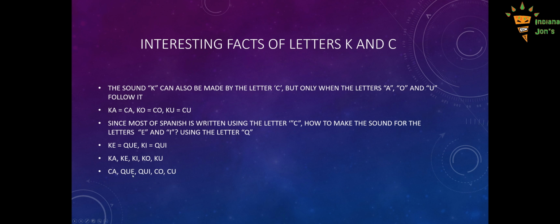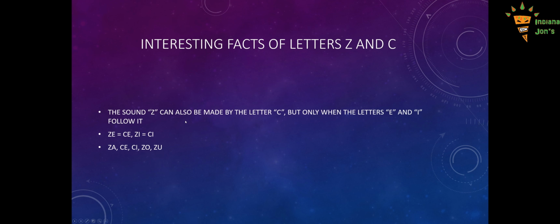And actually you will see this also in other letters, like G, for example, which will have the same issue with the letters E and I. So here we go to the next one, keeping the letter C: the letter Z, or Z if you want, and the letter C. The sound of Z can also be made by the letter C, but only when the letters are E and I. So this will be C, like in Spanish, or S if you're in South America. I will keep it in Spanish. So za is the same as ca, and ci is the same as zi. So tha, the, thi, tho, thu.